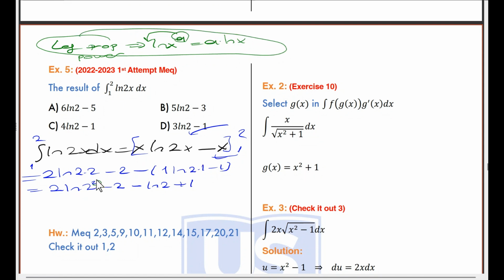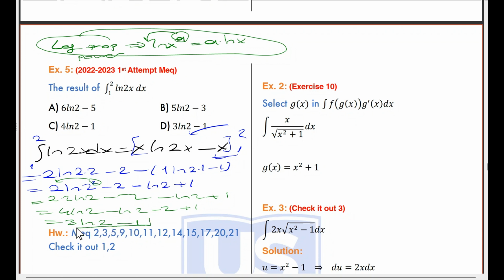So let's bring this 2 power down in front. So it's going to make 2 by 2 ln 2 minus 2 minus ln 2 plus 1. 2 times 2, 4 ln 2. I have minus ln 2 minus 2 plus 1. So here I have 4 ln 2 minus ln 2, which is 3 ln 2. Minus 2 plus 1 makes minus 1. No more simplification. This is the final answer, which is option D.